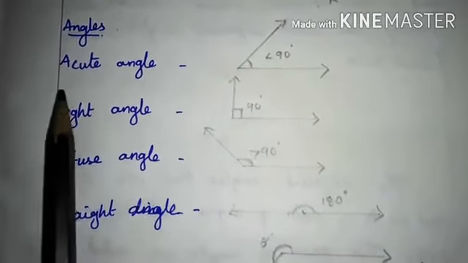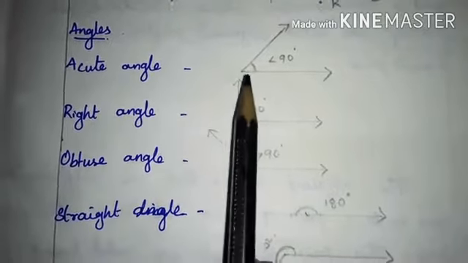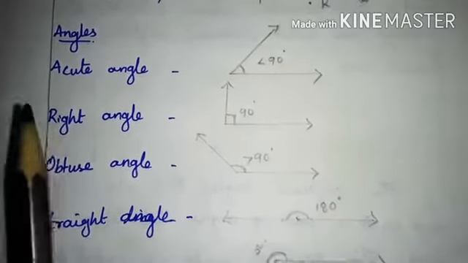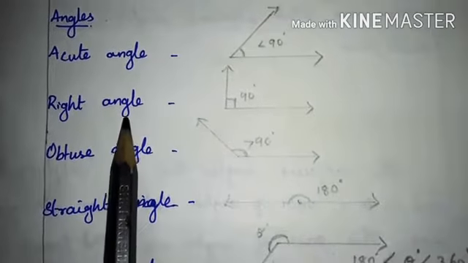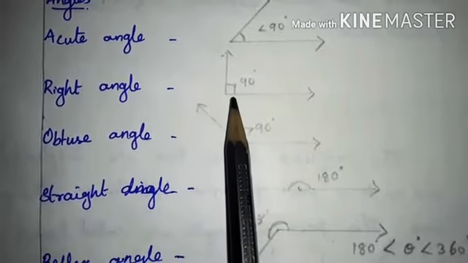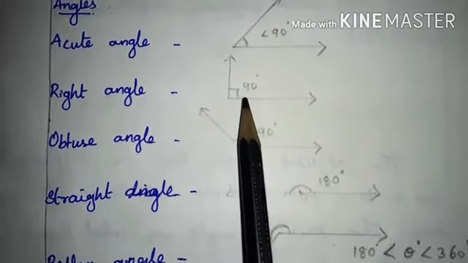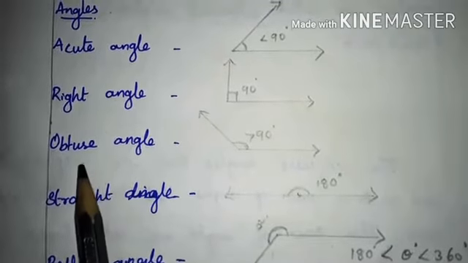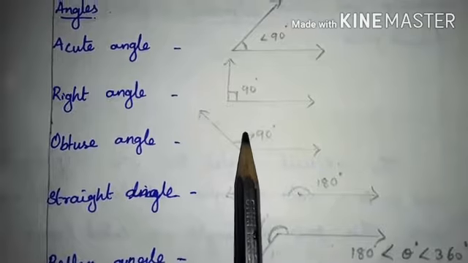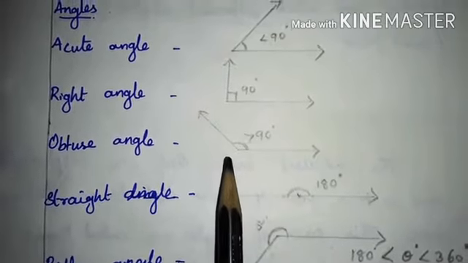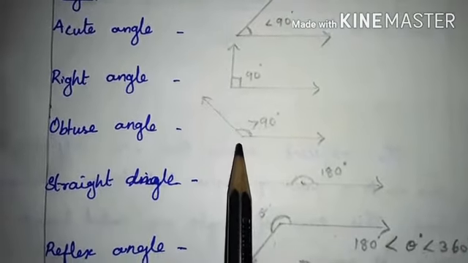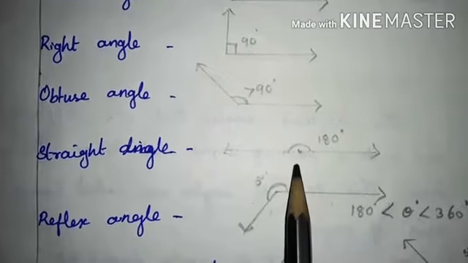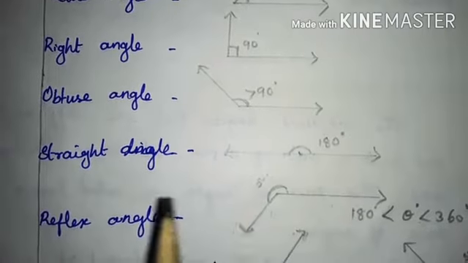In angles, the first one is an acute angle. The angle which measures less than 90 degrees is called an acute angle. The next angle is a right angle. If the angle measures exactly 90 degrees, then we call this angle a right angle. For an obtuse angle, if the measure of the angle is greater than 90 degrees, then we call that angle an obtuse angle. Then for a straight angle, the angle is exactly equal to 180 degrees.